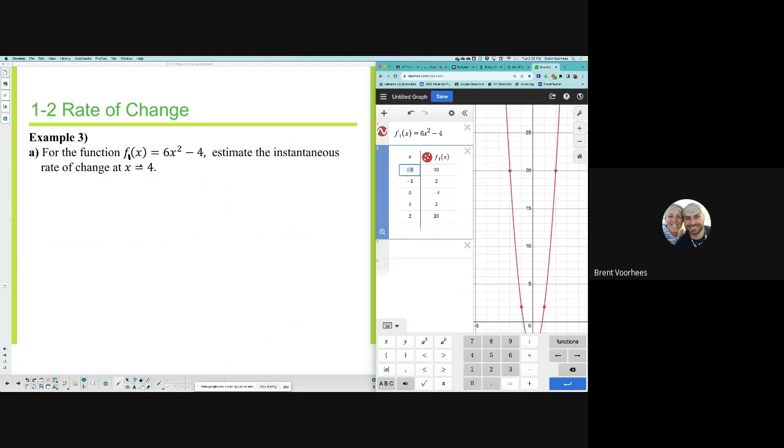Once you do that, it should show you a table starting at 4, and it'll have 4, 4.1, 4.2. Are y'all seeing those values? Yes. Press the up arrow twice to where you also see 3.8 and 3.9. Now, is your table exactly the same as mine? Hopefully. All right, we're going to find the instantaneous rate of change.